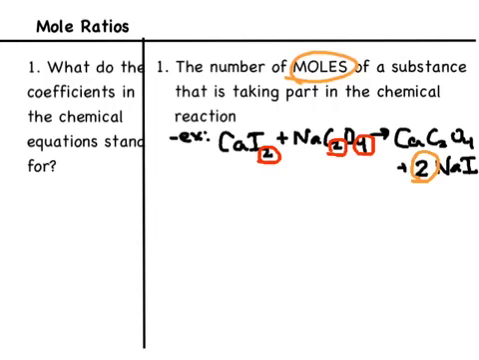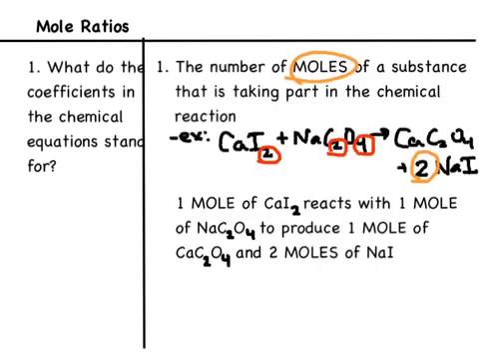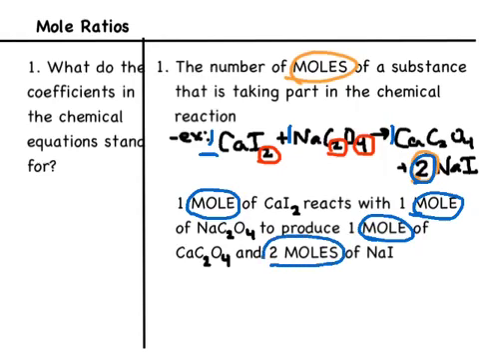So if we were to translate this into molar jargon, it would look like this. 1 mole of calcium iodide. Remember, if there's no number out here, it's our invisible 1. So 1 mole of calcium iodide reacts with 1 mole of sodium oxalate, that's what it's called, to produce, again, 1 mole of calcium oxalate, and we have a 2 out front here, so that means 2 moles of sodium iodide. That's why the coefficients are representative of the moles.